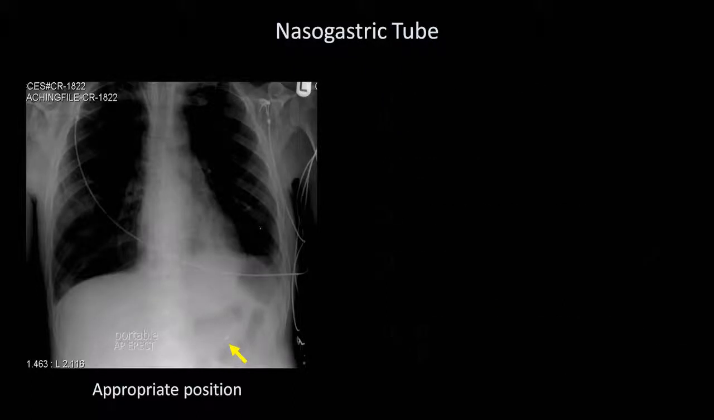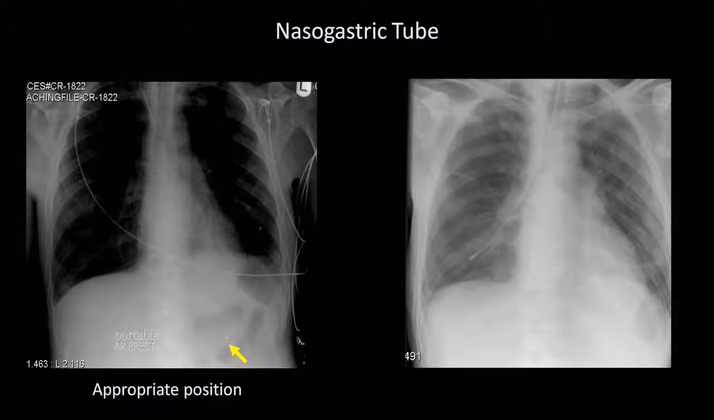What can go wrong with placement of an NG tube? Well, consider this X-ray. In this case, instead of passing the tube into the esophagus on the way to the stomach, it was passed into the trachea on the way to the right lung.